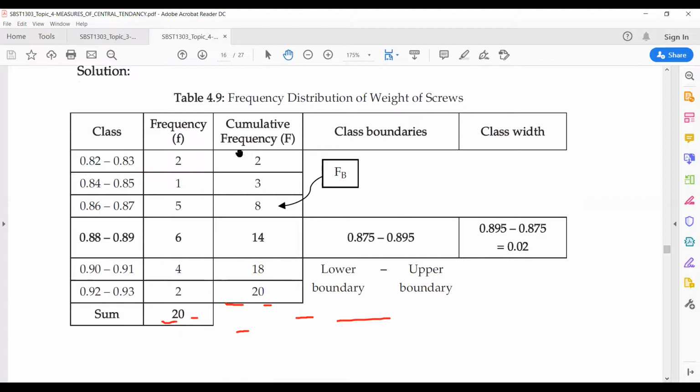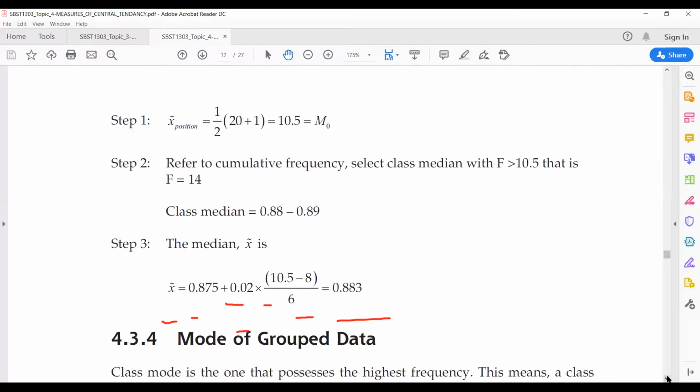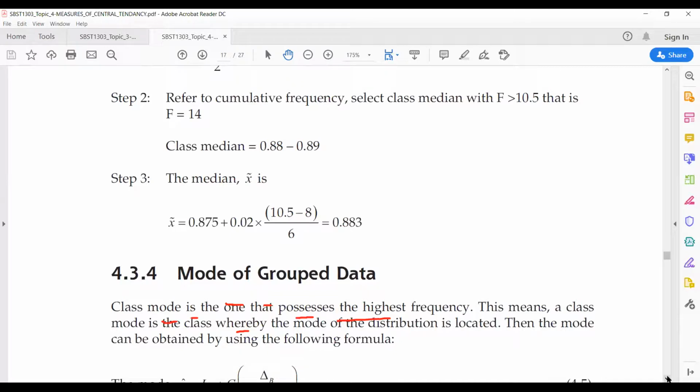So the key things: first you find the cumulative frequency, find the median position, and identify where the median position is. That will give you the median class. Find the class boundaries, find the class width, and you use the cumulative frequency before and then the frequency of the median class. And that should help you to find the median value.